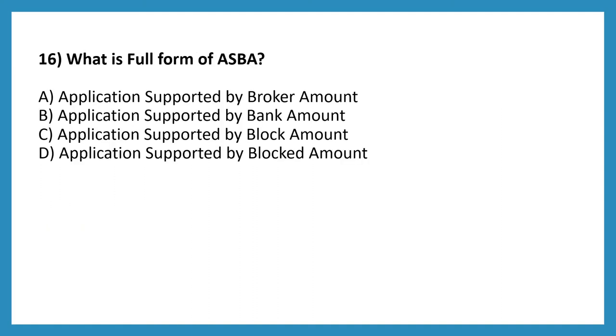Next question. What is the full form of ASBA? Option A, application supported by broker amount. Option B, application supported by bank amount. Option C, application supported by block amount. Option D, application supported by blocked amount. The correct answer is option D, application supported by blocked amount.